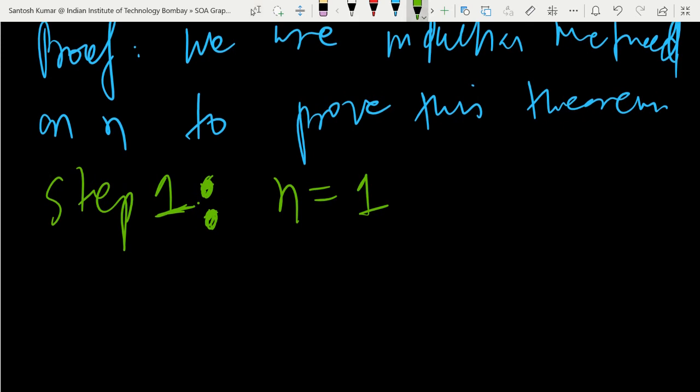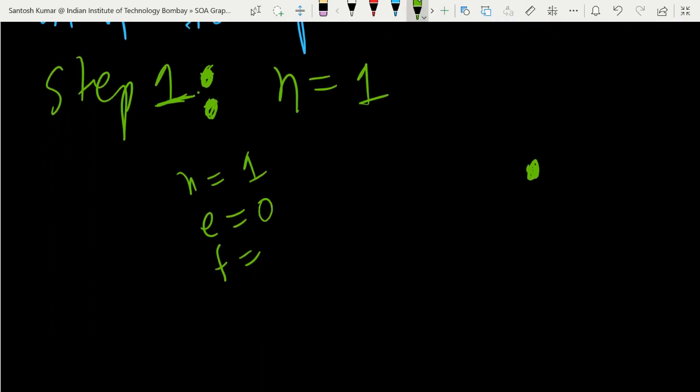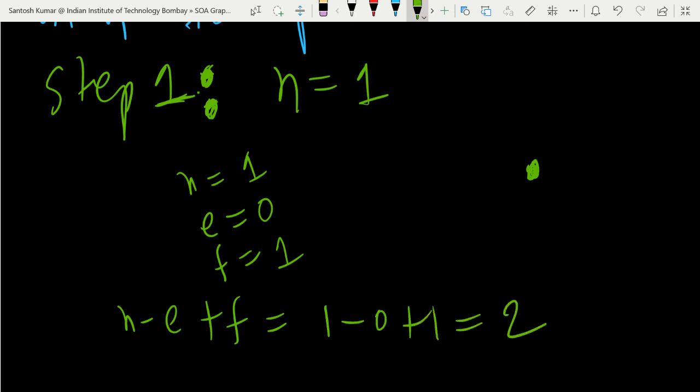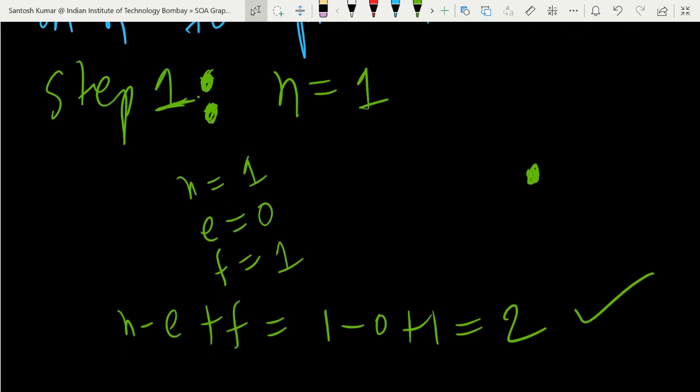So you have just one vertex. So check for this. Tell me, you have already taken the number of vertices as 1. How many edges do you see and how many faces do you see? Zero edges, one face. So we can verify the formula n minus e plus f. So 1 minus 0 plus 1, and you get 2. So this is true. Since we have taken n equal to 1, we restricted the vertex to 1, but edges we have not restricted.